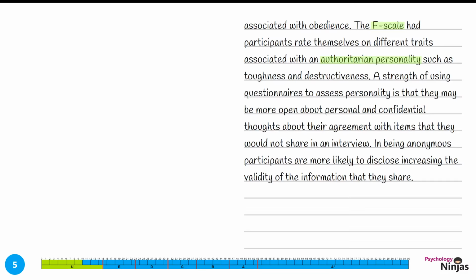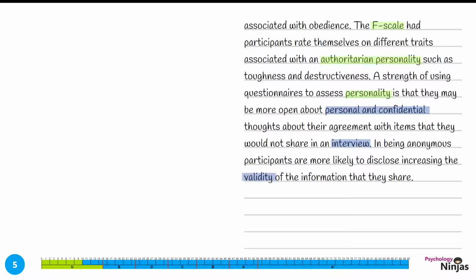We've clearly given a strength in terms of accessing personal and confidential information and compared this to a different self-report technique in terms of interviews. By talking about personality, we're making a generic link into what we've discussed above in terms of authoritarian personality. We've clearly said why this is important in terms of increasing validity.